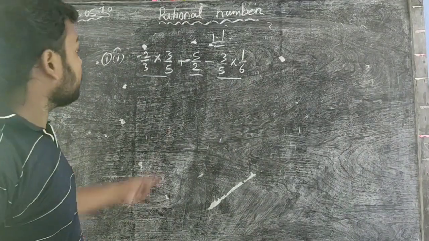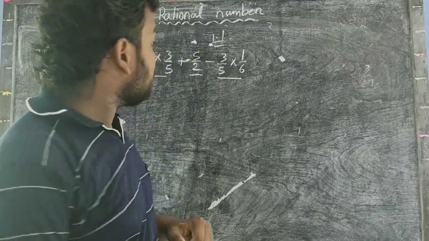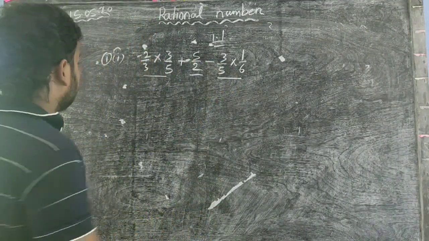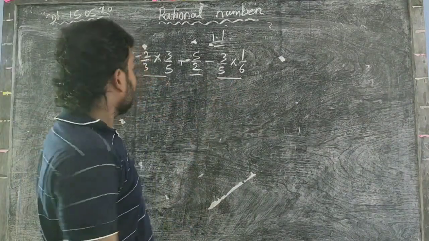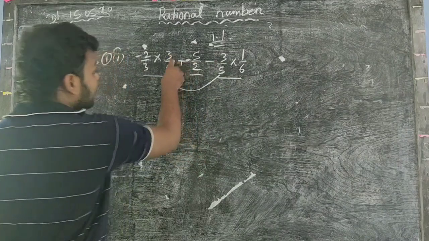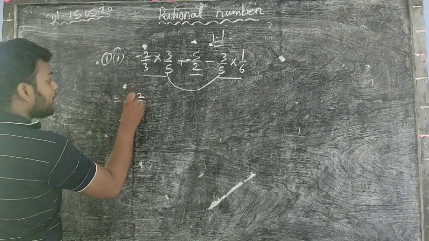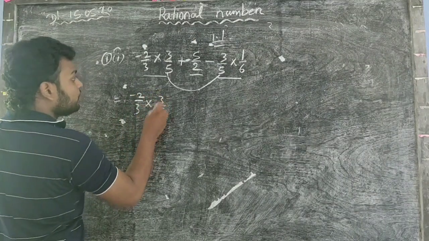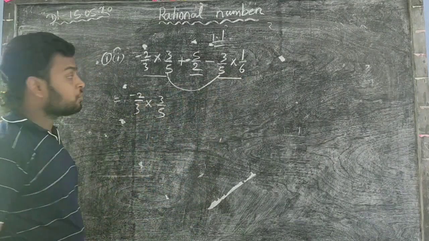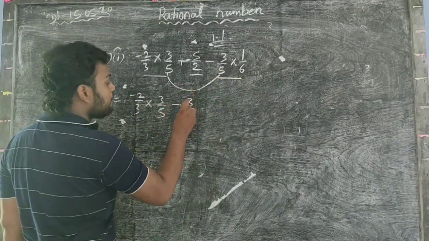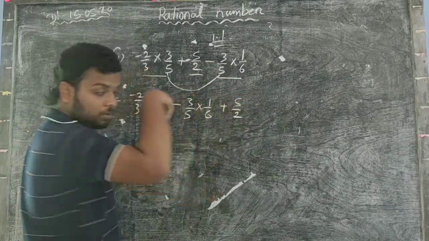You count the terms from the addition and subtraction. So this is the first term, second term, and third term. So it is using the property. You see that in the first term and the third term, you find common things, that's 3 by 5 and 3 by 5. So you write minus 2 by 3 into 3 by 5. So you put the third term near the first term, which is equal to minus 3 by 5 into 1 by 6. Then write the second term, 5 by 2.